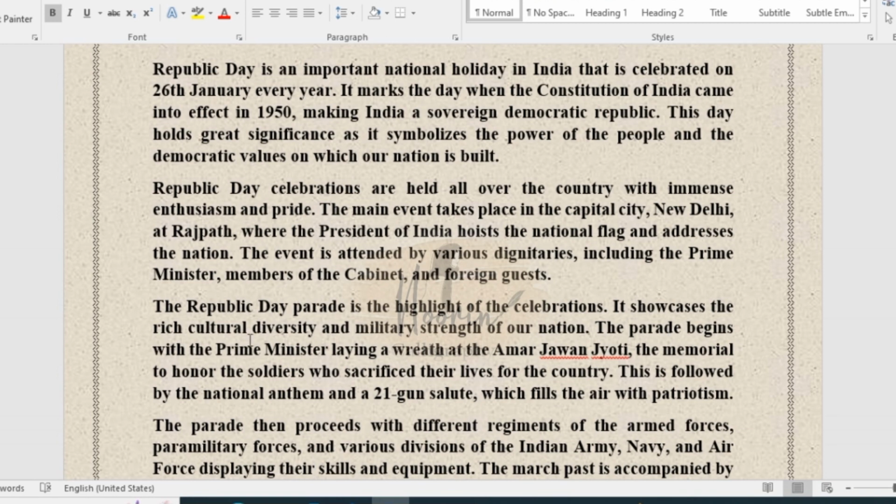The parade begins with the Prime Minister laying a wreath at the Amar Jawan Jyoti, the memorial to honor the soldiers who sacrificed their lives for the country. This is followed by the national anthem and a 21-gun salute, which fills the air with patriotism.